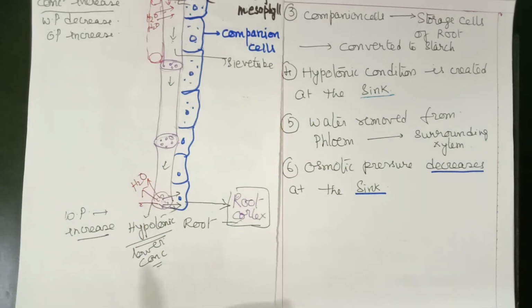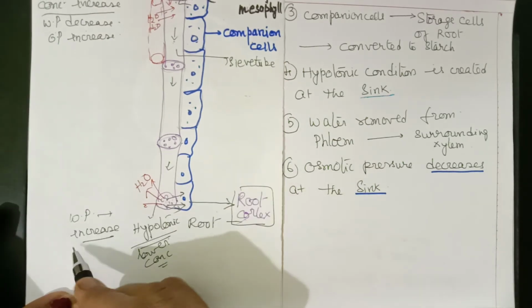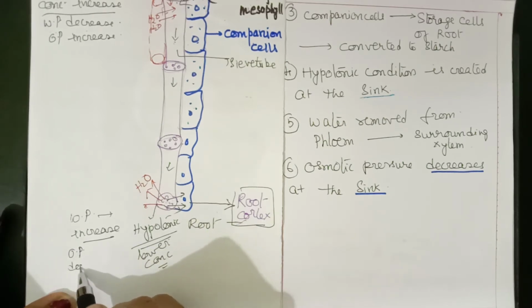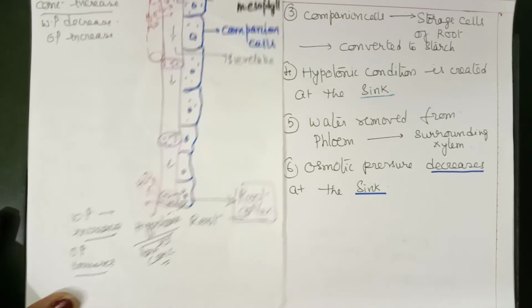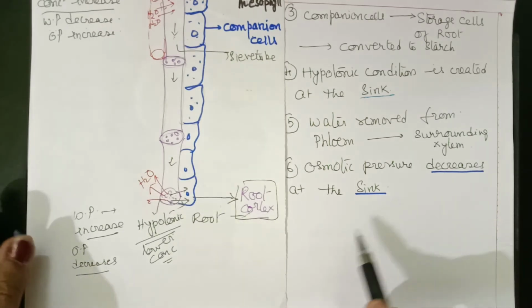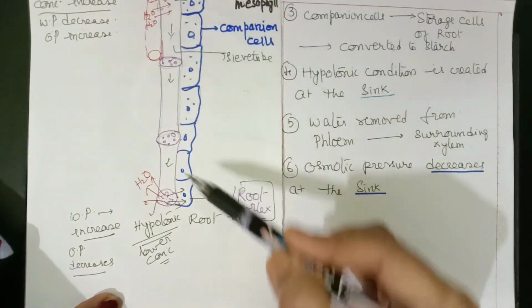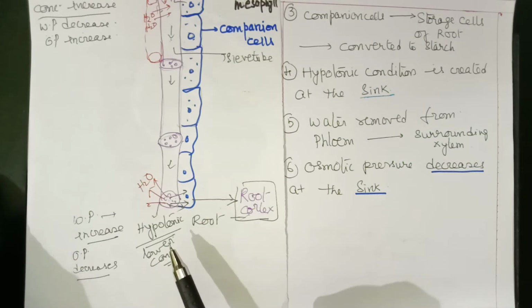So once the water is removed from the phloem, the osmotic pressure decreases here. What is the other change we find? Osmotic pressure will decrease. So once the osmotic pressure decreases at the sink, the food starts moving freely from source to sink.